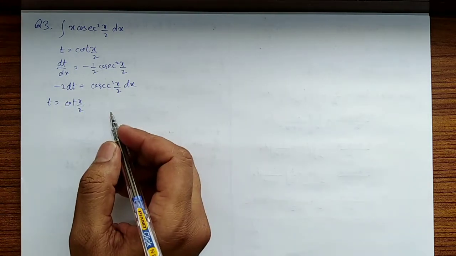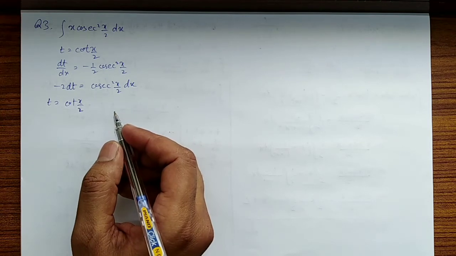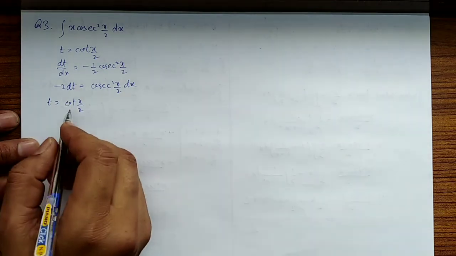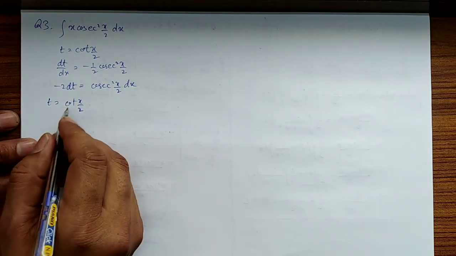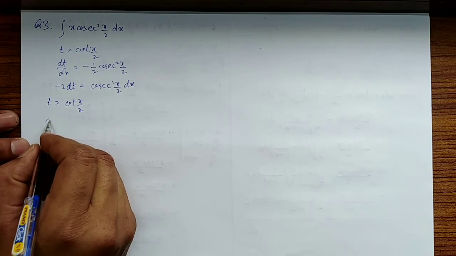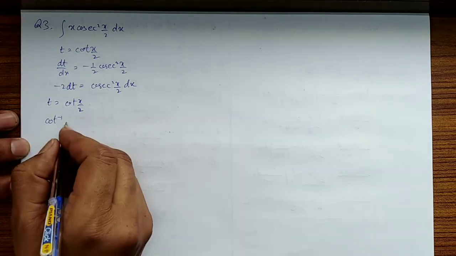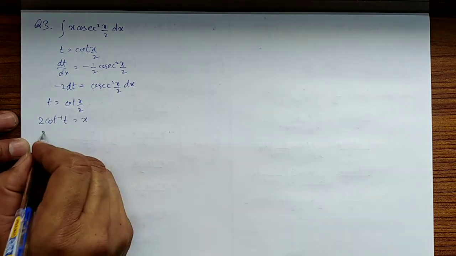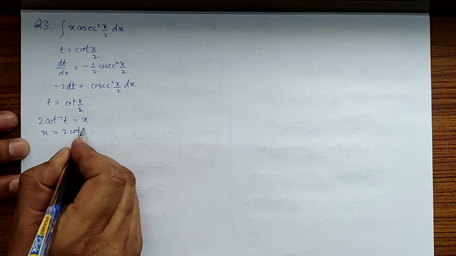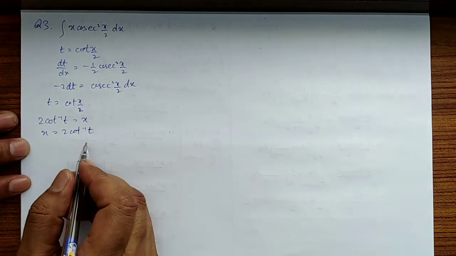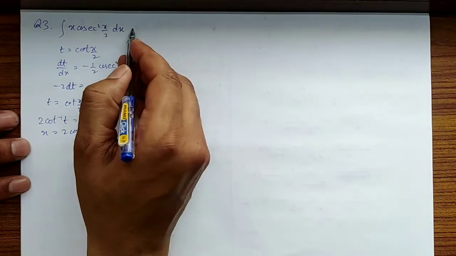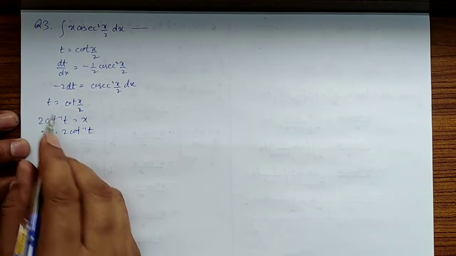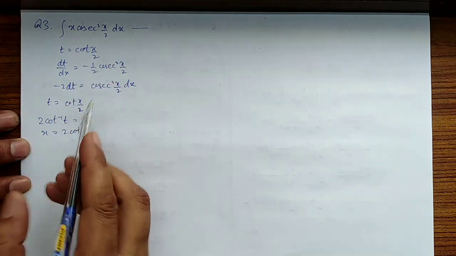Now what we are going to do is put the values from this part. We are going to find the value of x, which is, if we take this cot to the other side, this becomes cot inverse of t, and take this 2 also here, this becomes 2. So x equals 2 cot inverse of t, right? So now by putting the values in the original question, what x is and what the value of dx is, right?